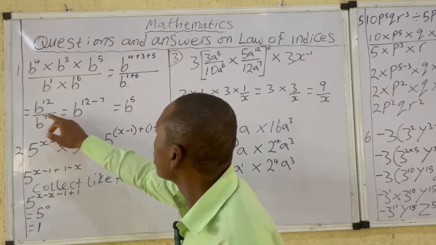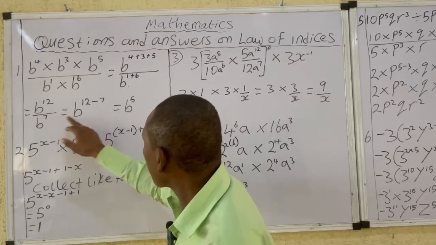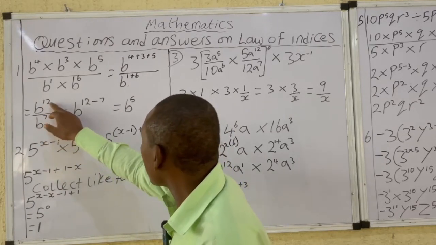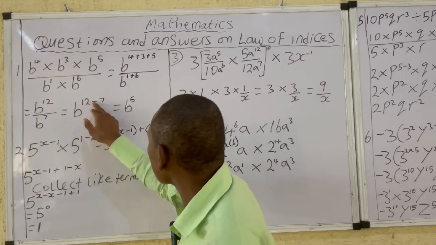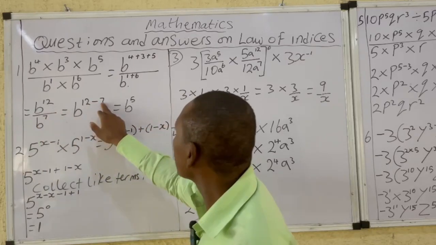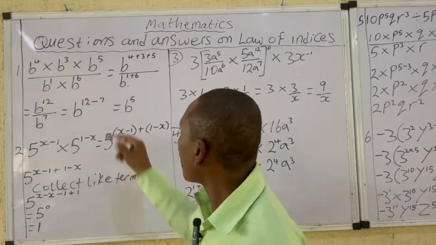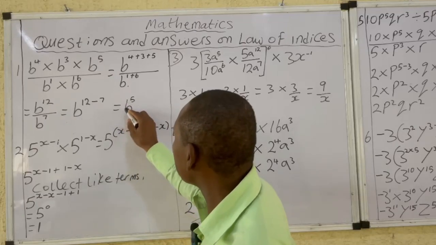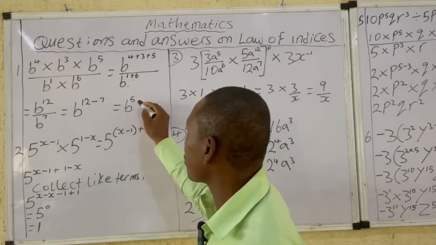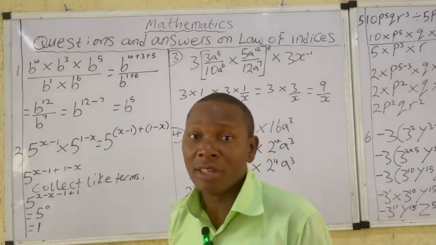So please take note. I pick one of the b, then because of the division sign, I put the subtraction sign, then 12 minus 7. And 12 minus 7 is actually b raised to the power what? 5. 12 minus 7 is 5. So we have b raised to the power 5 as our answer.